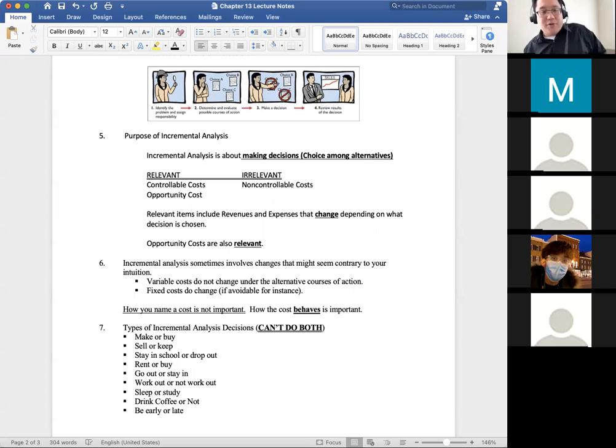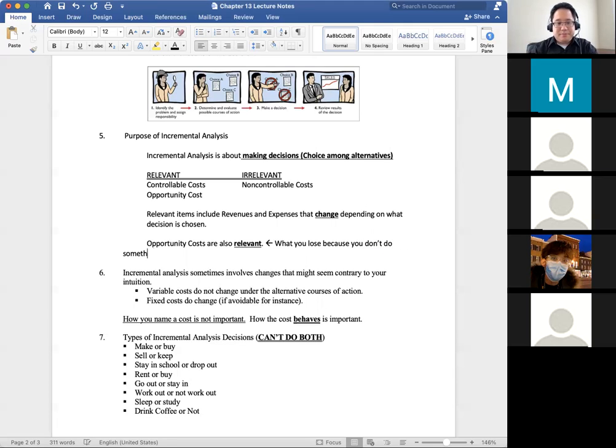Does anybody know what an opportunity cost means? What is an opportunity cost? Opportunity costs are relevant, but what is an opportunity cost? I think it depends on who you ask. Economists have a definition for opportunity cost. Give up something in order to do something, yeah. Okay, what you lose because you don't do something.